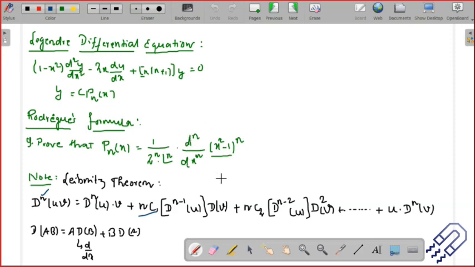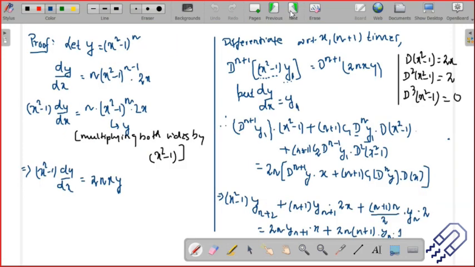For that we need to know a few things. First thing, Leibniz theorem. If we differentiate a product of two functions n times, we have to use this formula, where the differential of one increases by 1 and the other decreases by 1, and there are constants involved like nC1 and nC2. C1 is n, C2 is n(n-1) by 2, and so on. Okay, so we're going to use that result.